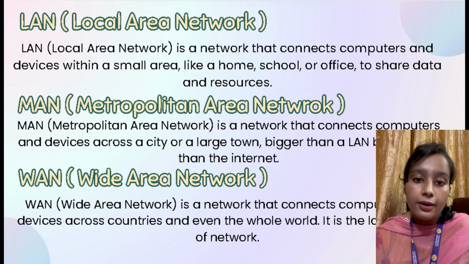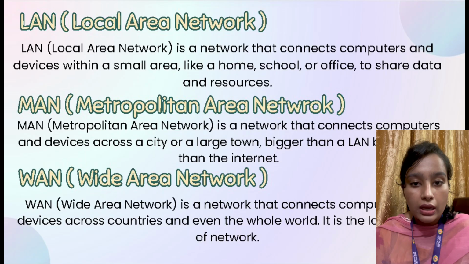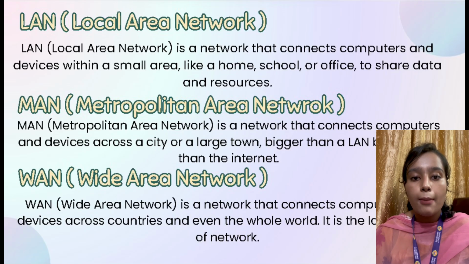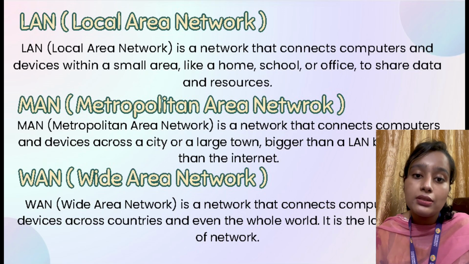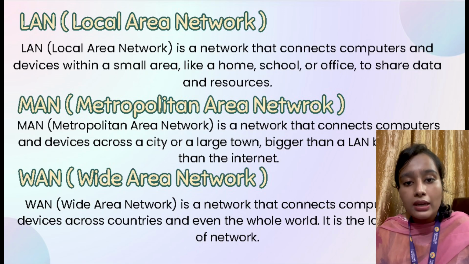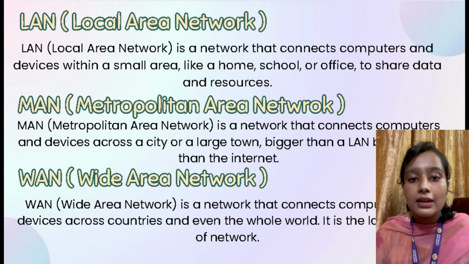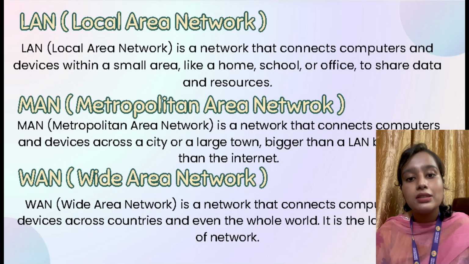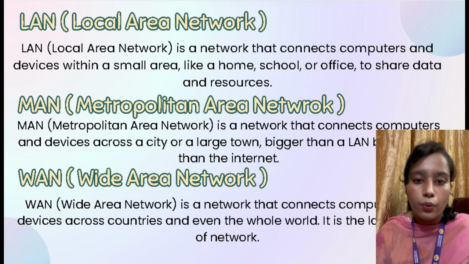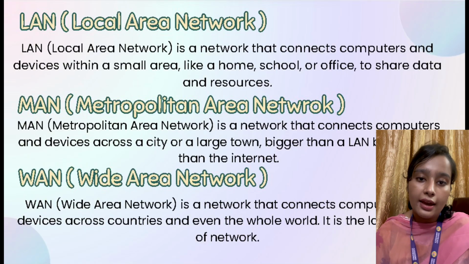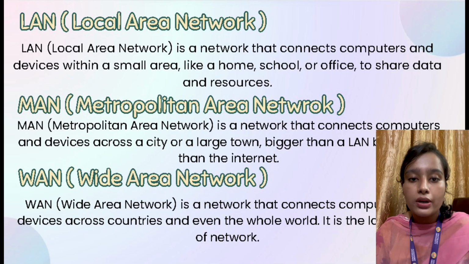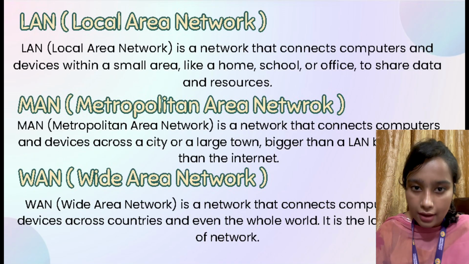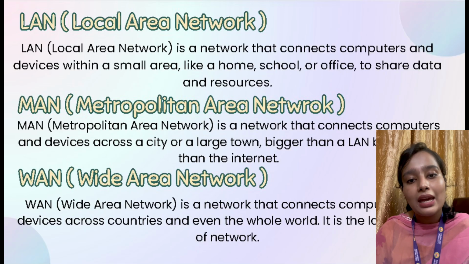Third one is WAN. WAN is wide area network. It is the largest network among the three, and its example is internet. So WAN is a network where devices and computers connect in a large area, all over the world. As an example, I have already said it's internet. So these three types of network are based on geographical area. Now I would like to go to my next slide.